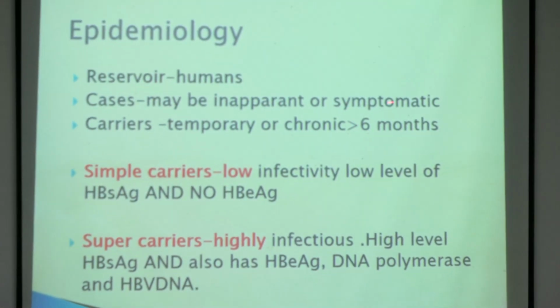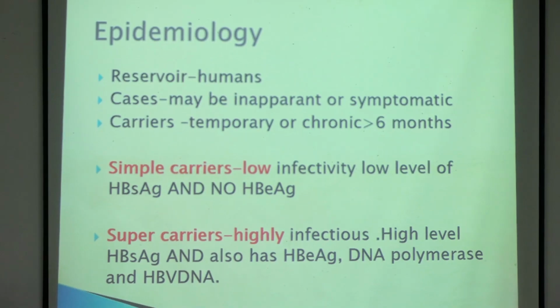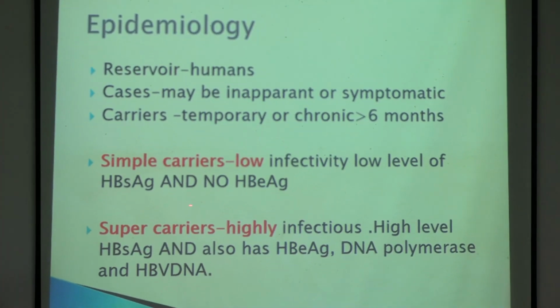Epidemiology: the reservoir is humans. Cases may be inapparent or symptomatic. Sometimes you may not even know that you had an infection. If your immunity is very high, you may resolve it, but most of the time it is symptomatic. Carriers are temporary or chronic, more than 6 months. Simple carriers have low infectivity, a low level of HBsAg, and no HBeAg.